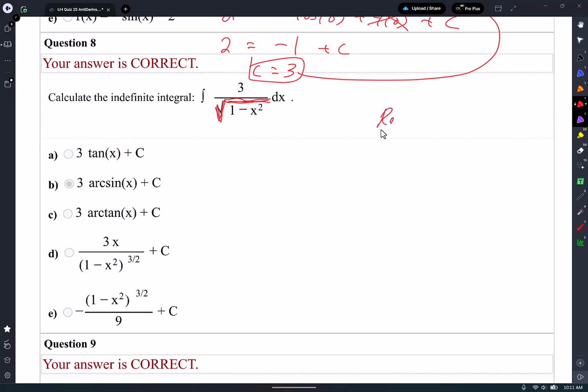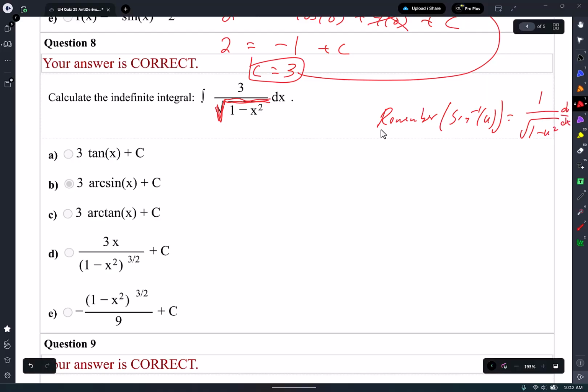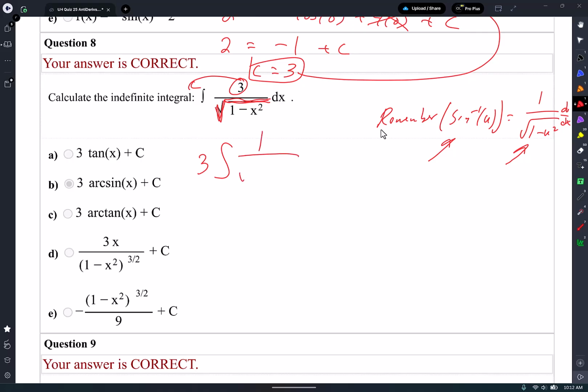Remember, I'm going to put here, remember: the derivative of arcsine of u is 1 over the square root of 1 minus u squared, times du/dx. Remember that. So as soon as you see a square root of 1 minus x squared, or 1 minus something squared, you should be thinking this. So this answer, that 3, if you want, you can put it to the front. 3 times the integral of 1 over the square root of 1 minus x squared dx.